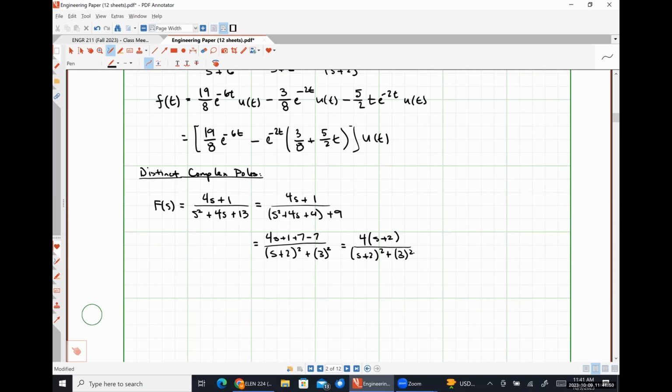And now I would have minus 7 over that same denominator, but I don't like that because I'm expecting to have omega over s plus a quantity squared plus omega squared. So to fix that, I'm going to call this thing negative 7/3 times 3 over s plus 2 squared plus 3 squared. To put it in the form of something I know the inverse Laplace transform of.